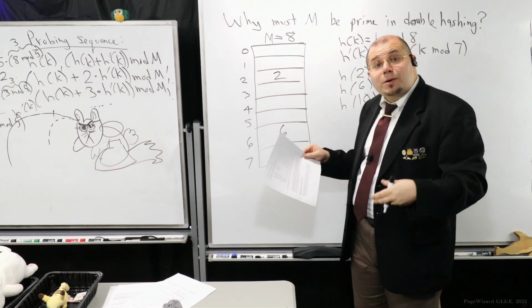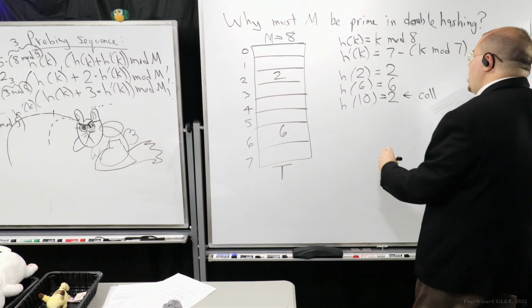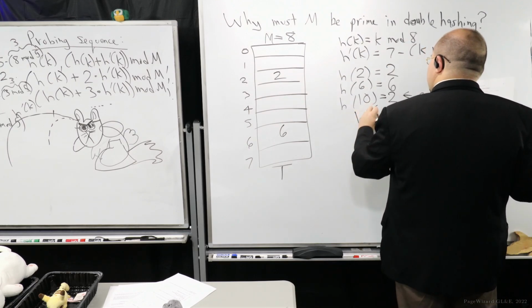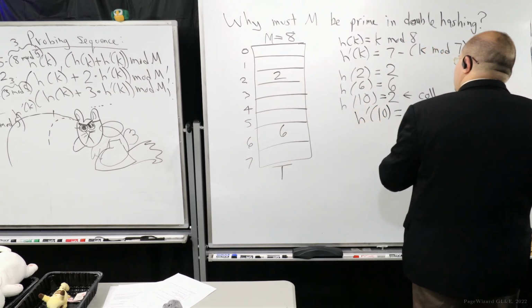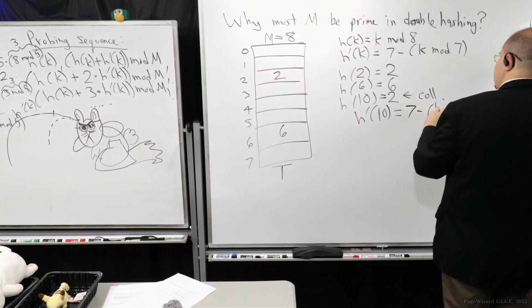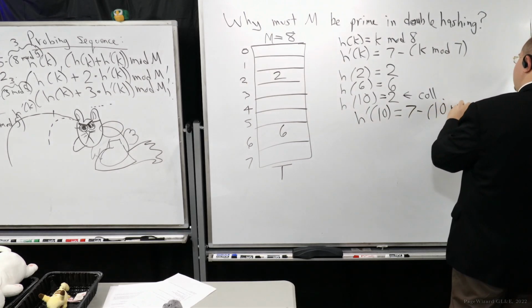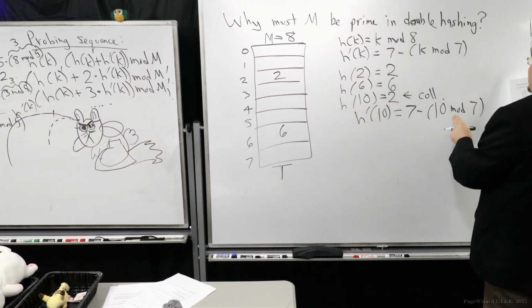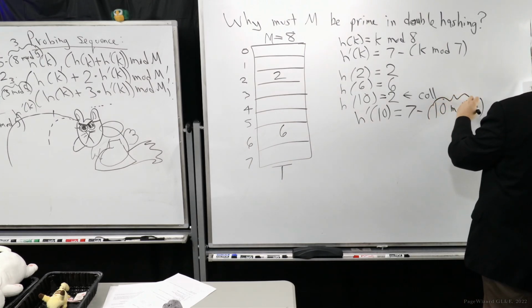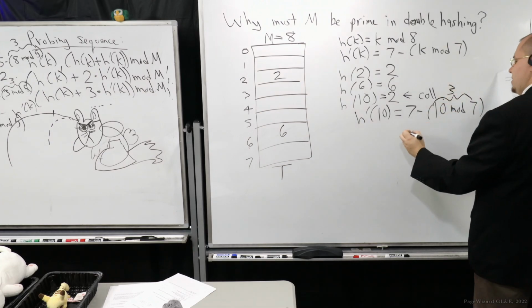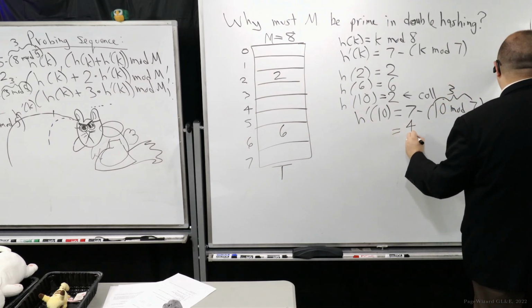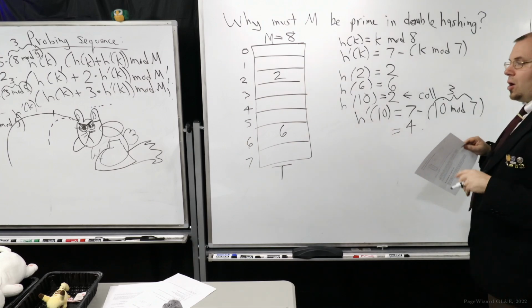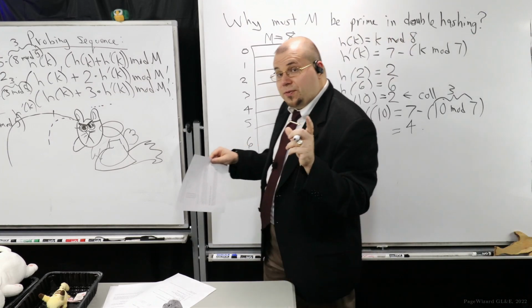So what do we do when we do this? We have to figure out how big the hop size is. So we have h prime of 10. Well, this would be 7 minus 10 mod 7. Well, 10 is 3 higher than 7 mod 7, right? So that means that this will be a 3. 7 minus 3 is 4. So our hop size is going to be exactly equal to 4.